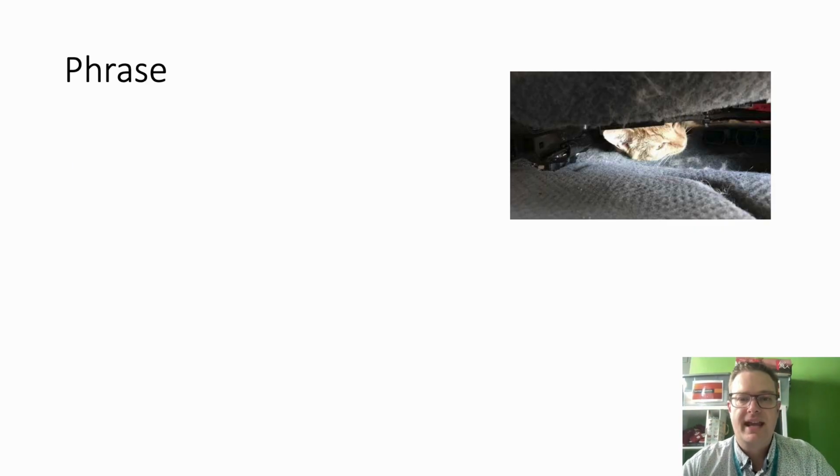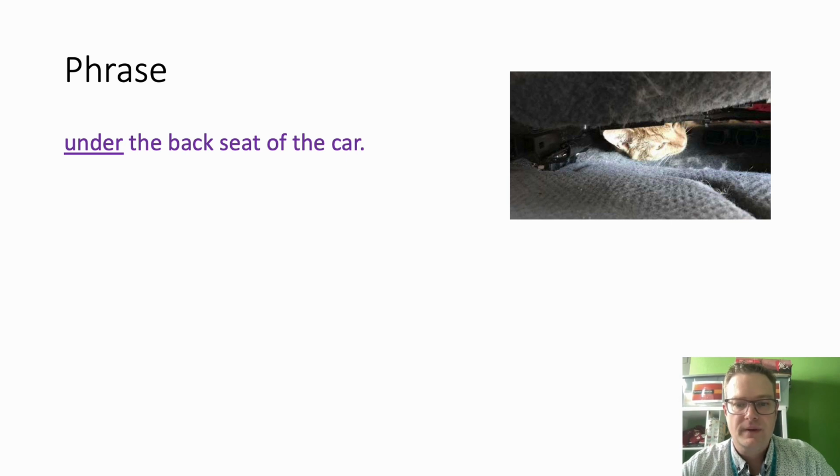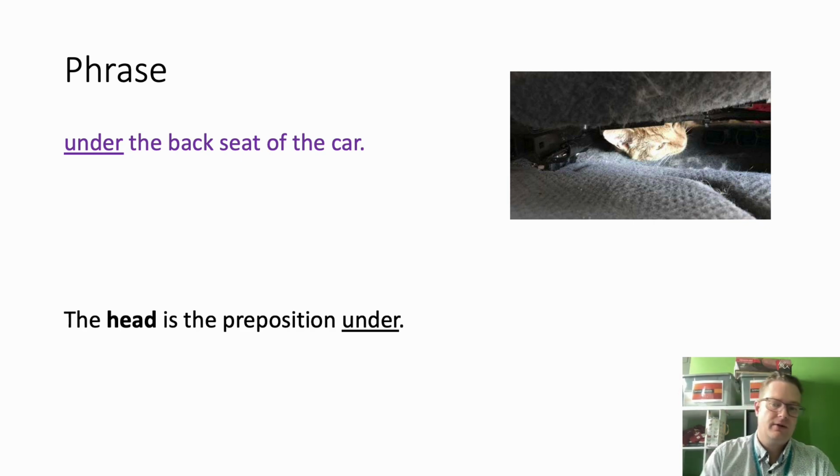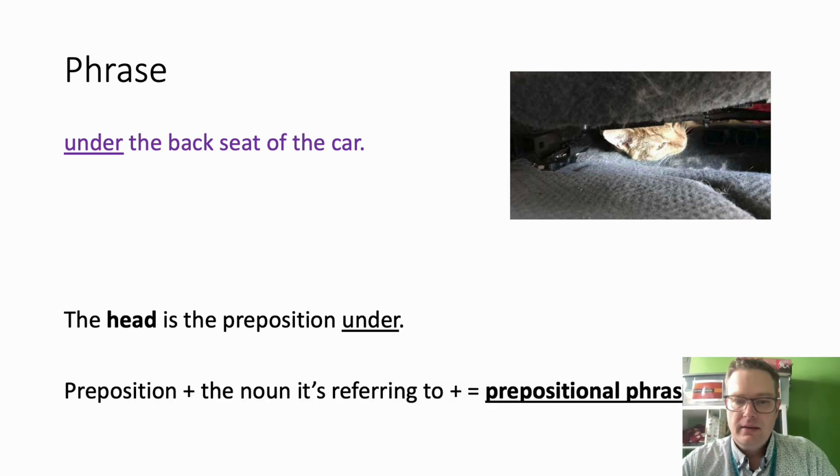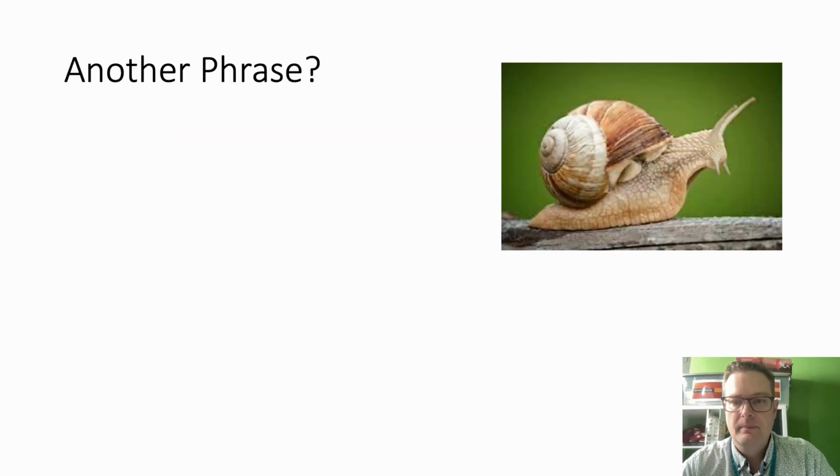What about this? We've got a cat who is stuck under the back seat of the car. All right. What's the head here? Got to think about this one. The head is the preposition under because the back seat of the car is telling you under what. This together is a prepositional phrase because the head is a preposition.